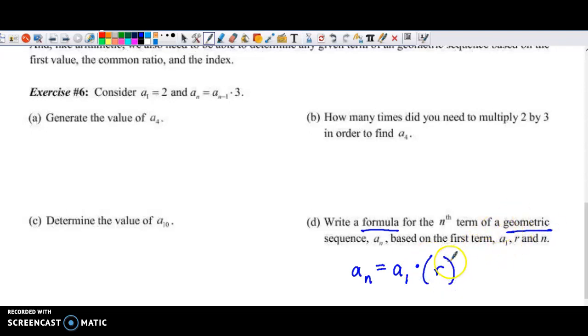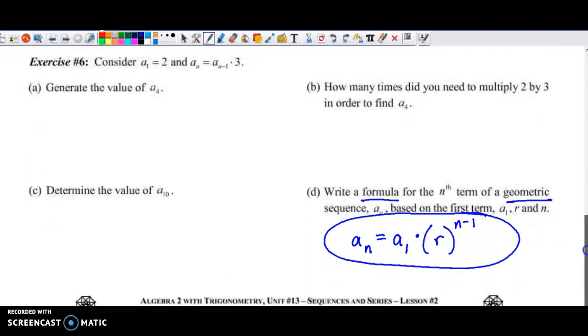Just like in the arithmetic, we put the common difference, but this time we put the ratio. And the difference between the two of them is, for the arithmetic, you multiplied the common difference by n minus 1. Well, why do you multiply? It's because it's repeated addition. Well, repeated multiplication is an exponent. So that's why this formula looks different, but it is basically the same.